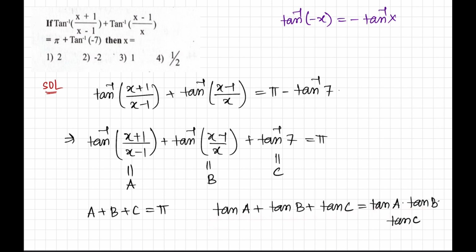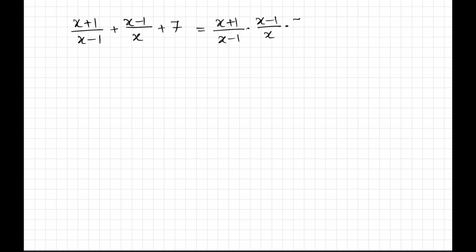And if we take tan A, this comes out to be tan of tan inverse of (x plus 1) upon (x minus 1). So this is equal to (x plus 1) by (x minus 1). Similarly, if we apply this formula, we get (x plus 1) by (x minus 1) plus (x minus 1) by x plus 7 is equal to (x plus 1) by (x minus 1) into (x minus 1) by x into 7.